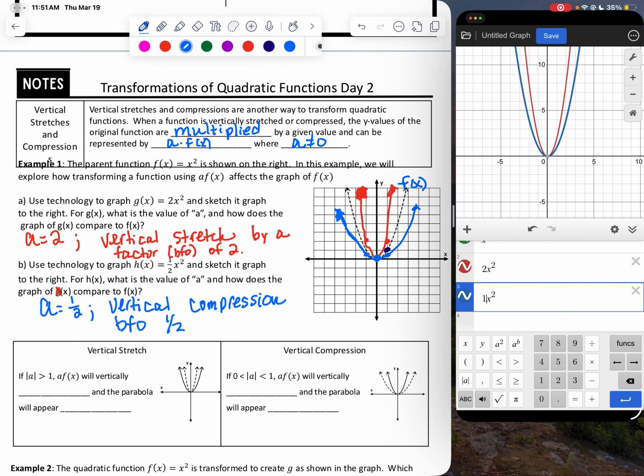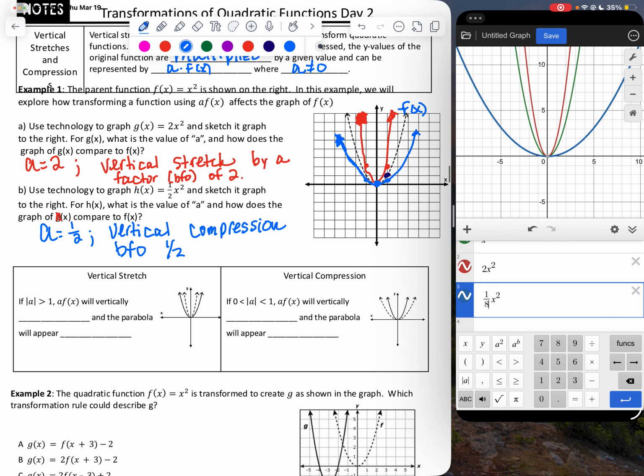Let me just change this to say 1/4 x squared, and you would get even wider. Let's see, what if I changed it to 1/8? You just get wider and wider, but your y values are going to continually be compressed.